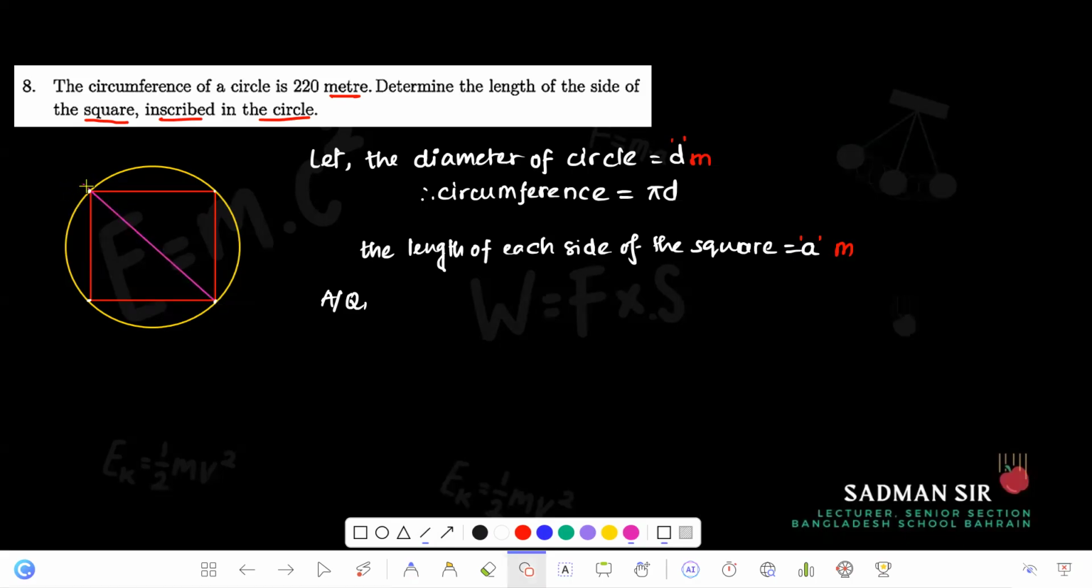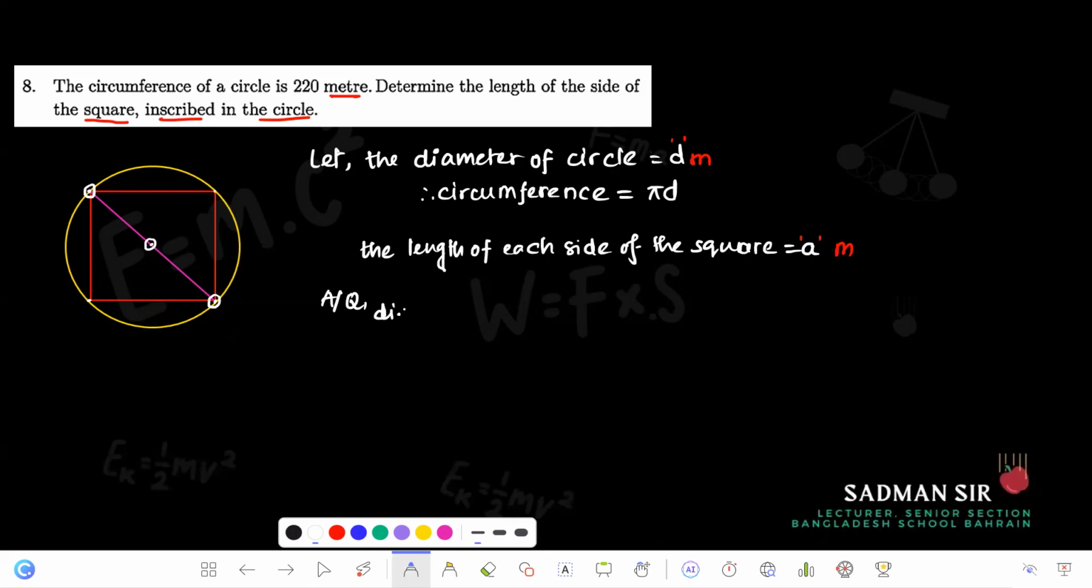Diagonal means the joining line of the corner point to the opposite corner point of the square. This will be our diagonal of the square. Now, can I consider this diagonal as the diameter of the circle C? One point of the circle passing through the center and being joined to the other end of the circle, right? So this is also the diameter of the circle, correct or not? Yes.